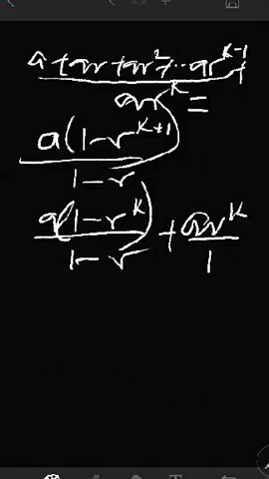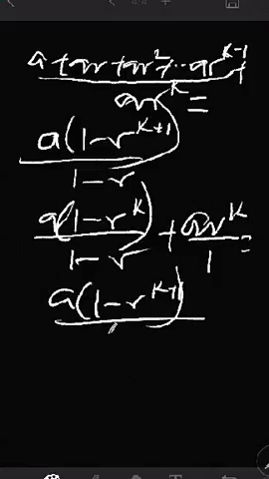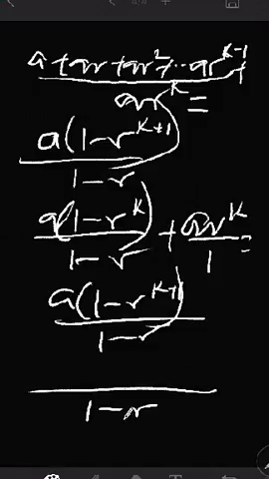So from here we are going to prove that the left hand side is equal to the right hand side. So this is the right hand side, which is a into 1 minus r raised to power k plus 1 over 1 minus r. So this is what we have to prove, the left hand side is equal to the right hand side. So let's look at the left hand side. We can take the LCM of the denominators, which is 1 minus r; 1 minus r into 1 minus r goes to 1 minus r, that is 1.